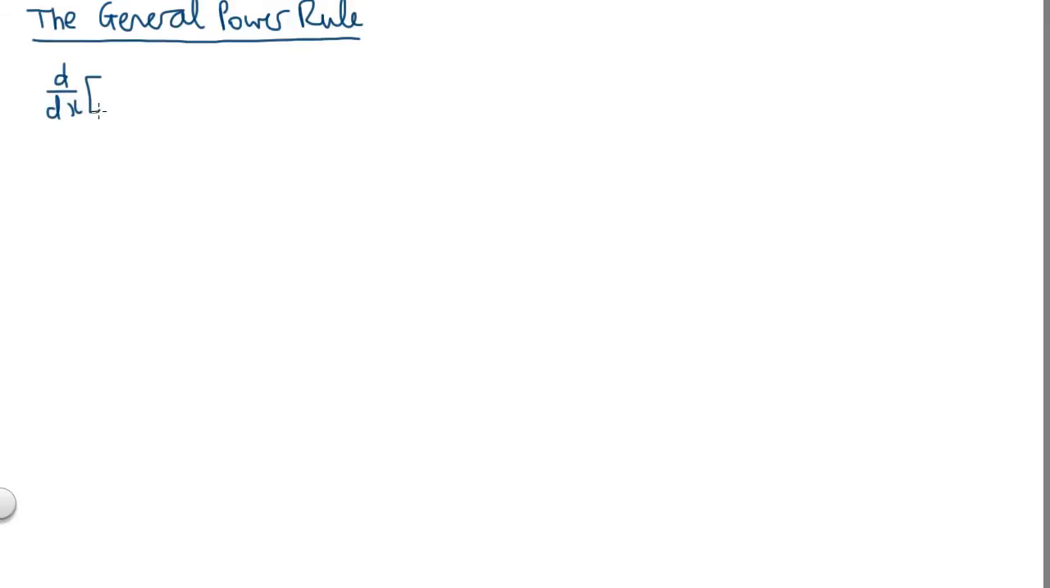In this video, we're going to take a look at the general power rule. Earlier in the course, we said that the derivative with respect to x of x to the n was equal to n times x to the n minus 1, and that was true whenever n was a positive integer.